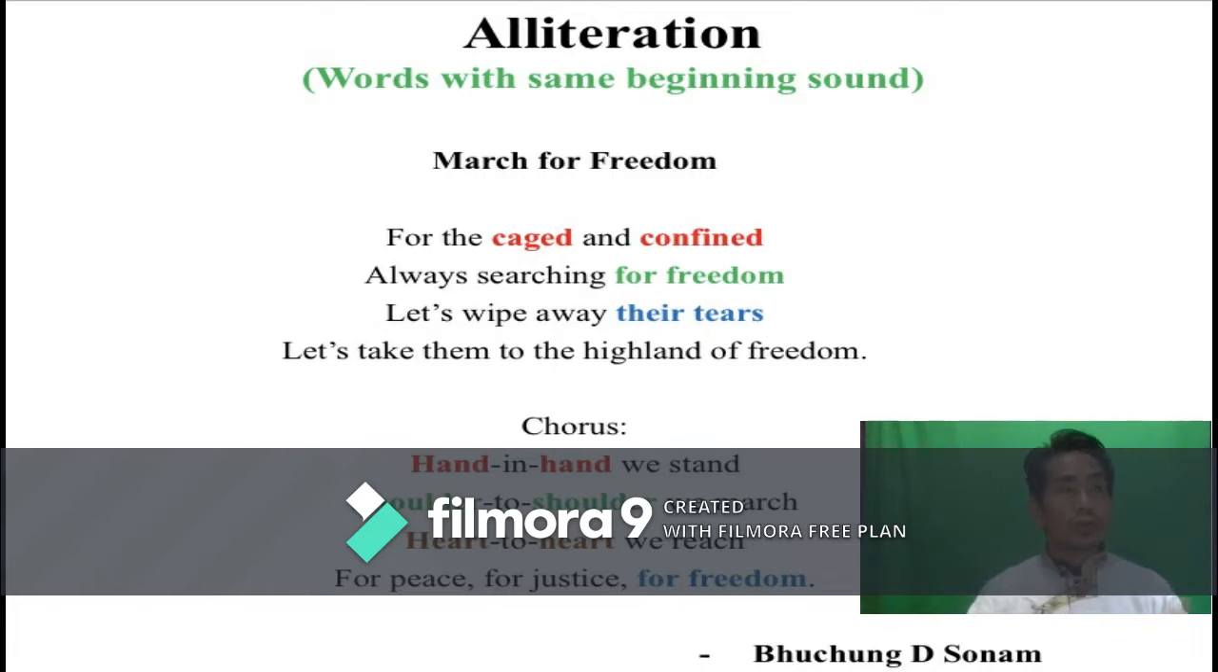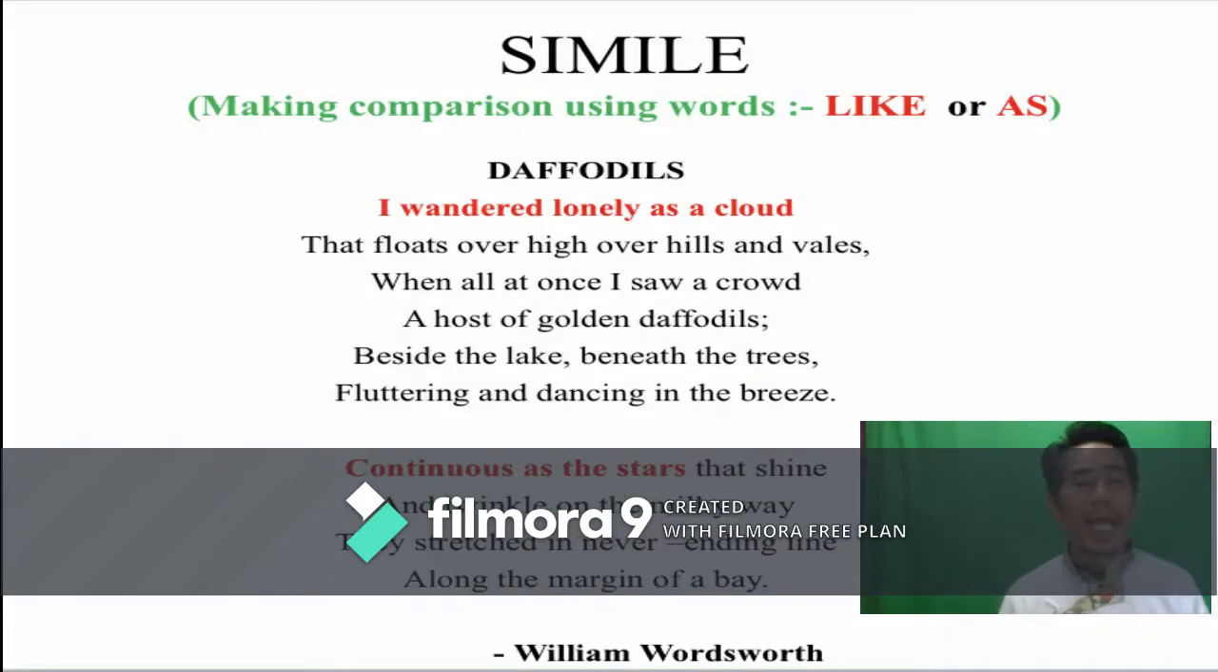So you just try to go through a small poem or a song and try to identify the alliteration used in it. Okay, now let us move on to the next, and that is simile. I'm sure you know what a simile is. So what is a simile? A simile is making a comparison by using words like 'like' and 'as'. You compare something to something with the help of the words like and as.